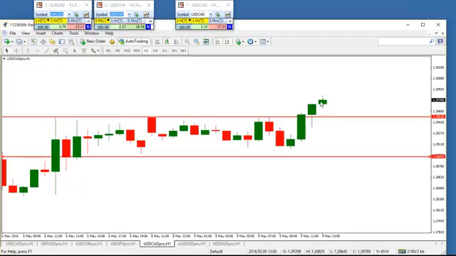We already had a break here on the CAD, and the CAD is another one that can be extremely volatile. Somebody had asked me about the CAD earlier because here's where it opened yesterday. It kind of gapped up and then came right back down. Oil prices started to go up, CAD started to get stronger, and then it seems like the last couple of hours it's kind of broken out here.